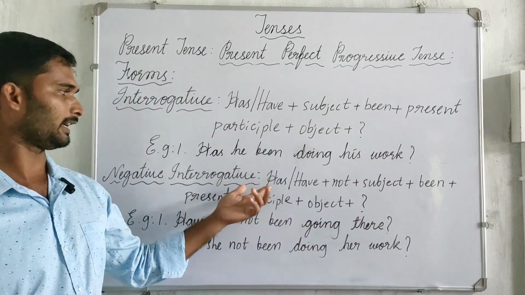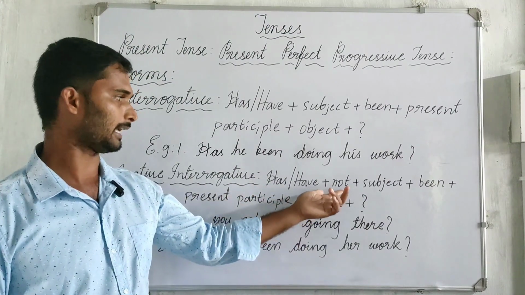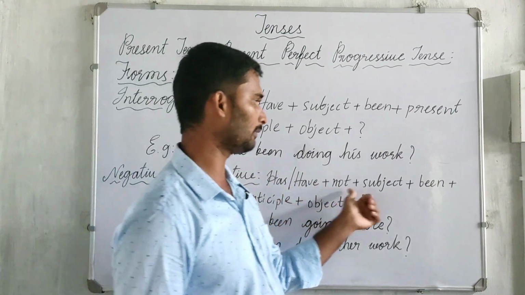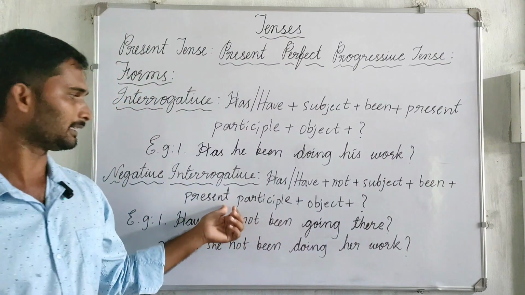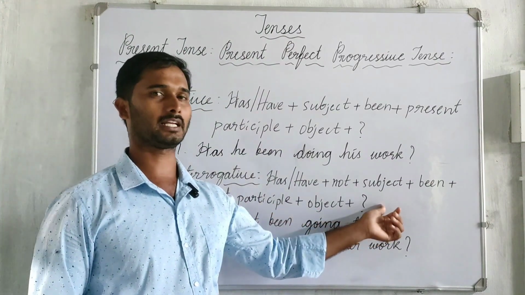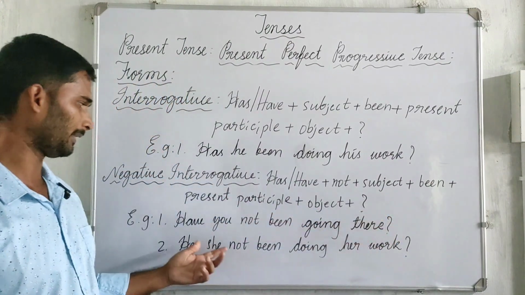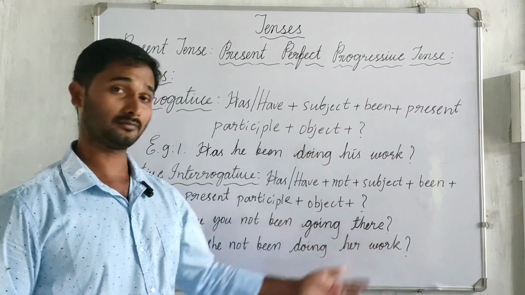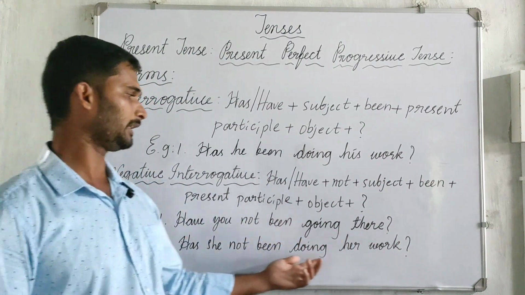Let's go with the negative interrogative structure or syntax. Has or have plus not plus subject plus been plus present participle plus object plus an interrogative mark at the end of it. Some examples. Have you not been going there? Has she not been doing her work?